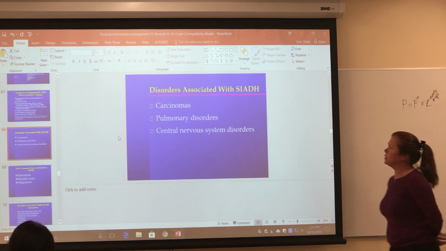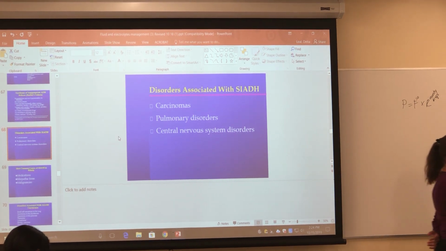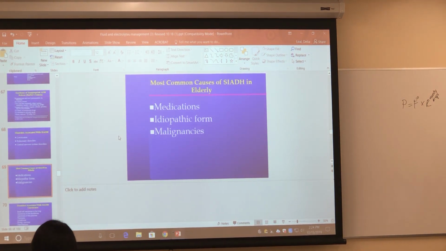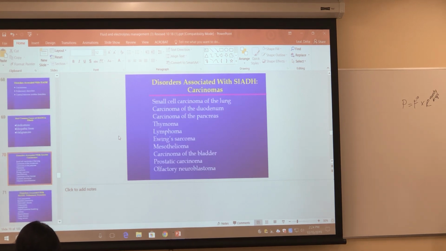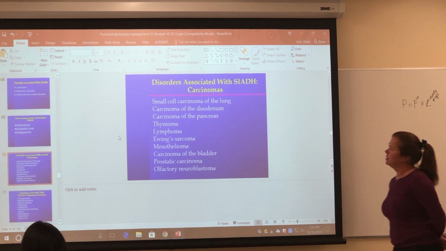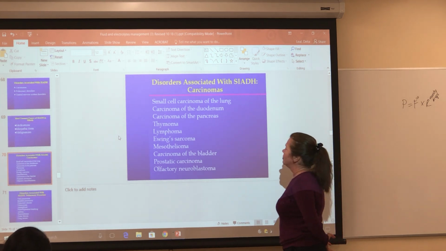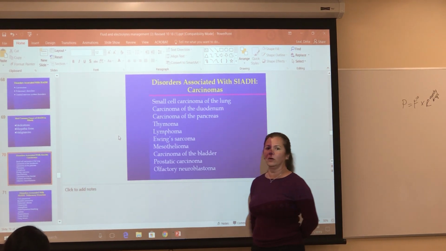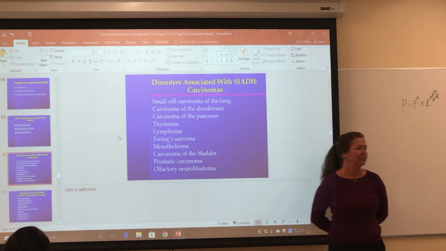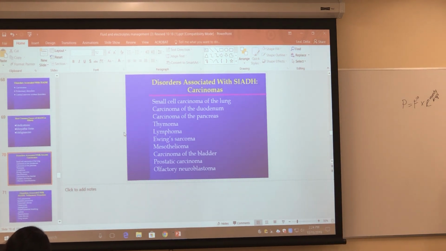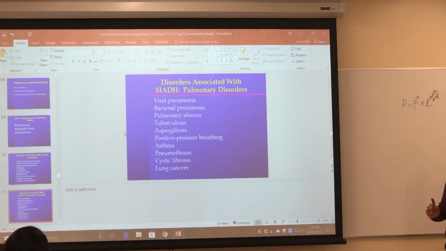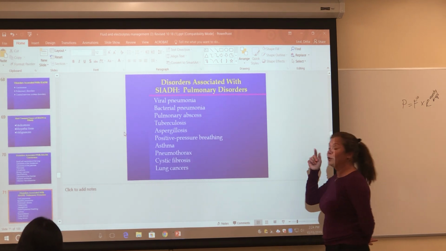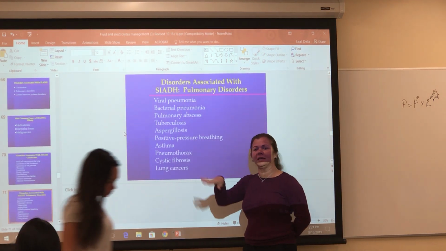Carcinomas, pulmonary disorders, central nervous system disorders, medications, malignancies, idiopathic. Let's go. Look at how many problems can give you SIADH. Leading number one, lung cancer. But as you can see, any lung problem. You think about a lung problem, they can give you SIADH.